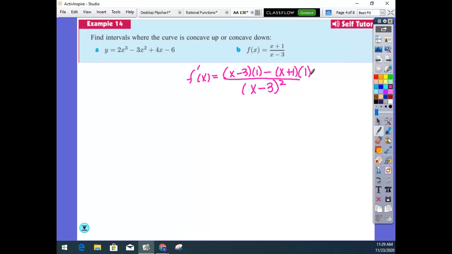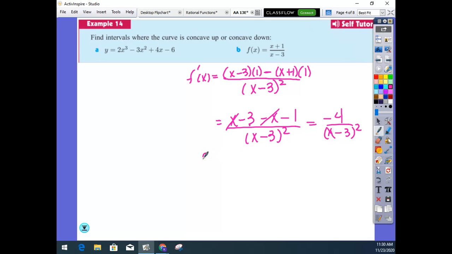Be careful with subtraction. I'm going to write all this out so you see what I'm doing. Distribute the 1, we get x minus 3. Distribute the 1, and technically let's distribute negative 1 because we're subtracting. And now our x's cancel. So our first derivative is negative 4 over x minus 3 squared.